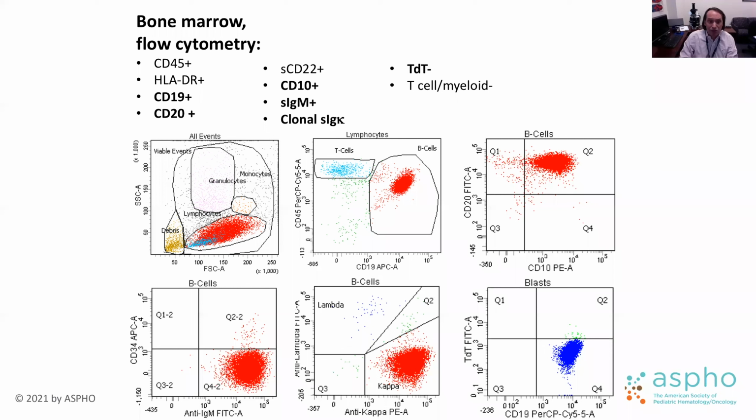By flow cytometry, these are mature B cell neoplasms. They uniformly express CD19 and CD20, as well as other B lineage markers. They're essentially uniformly positive for the common ALL antigen CD10. But unlike lymphoblastic leukemia, they're positive for surface heavy chains and surface light chains, and are negative for terminal deoxynucleotidyl transferase.